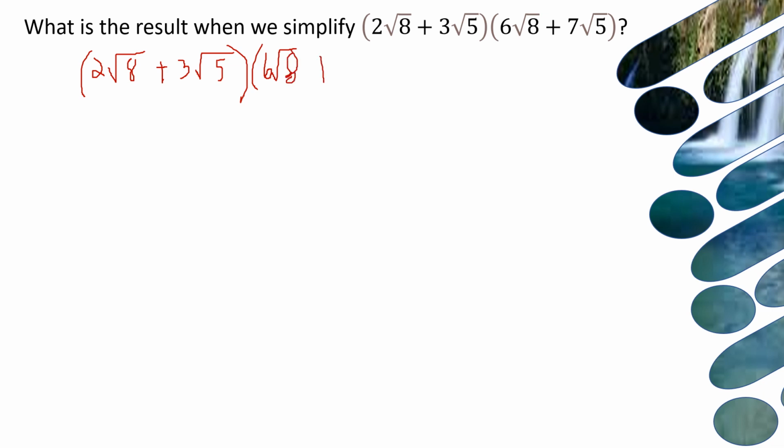That's 8 plus 7 square root of 5. Then applying the first, outer, inner, last method, or FOIL method, you have to multiply the first terms. 2 times 6 for the coefficients is 12. Then 8 times 8 for the radical. 8 times 8 is 64.